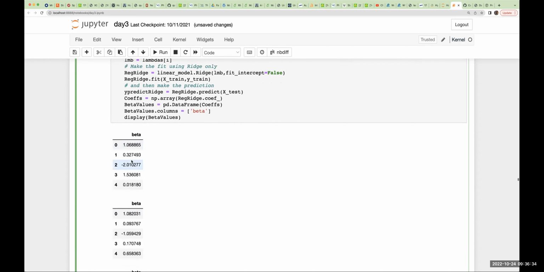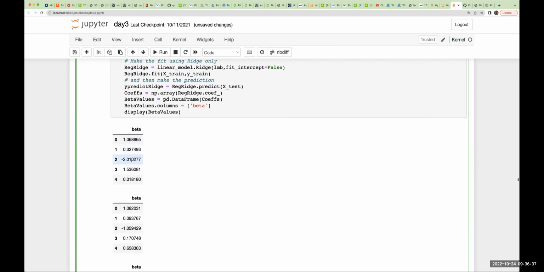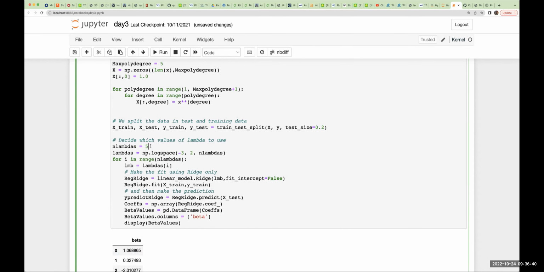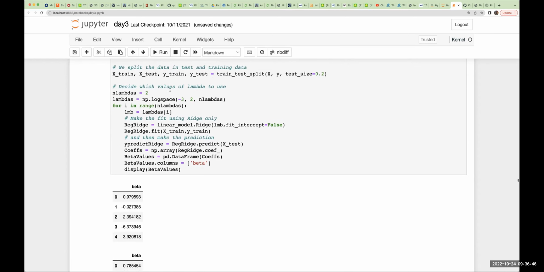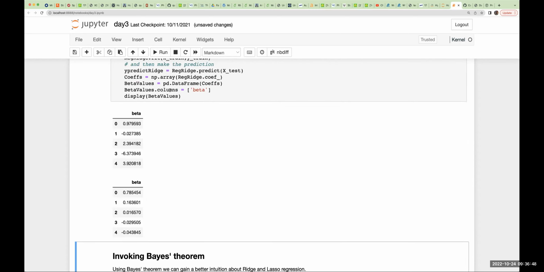Now, if I increase the complexity of the model, let's just keep 2 values of lambda here and run them, because then we can keep the parameters in mind. So you see now I have a parameter beta 0, which is 0.9. What you also see is that lambda is now squeezing the value of the parameters beta. It's going to give a smaller variance for these different parameters, so it's squeezing away some of these parameters which vary a lot.